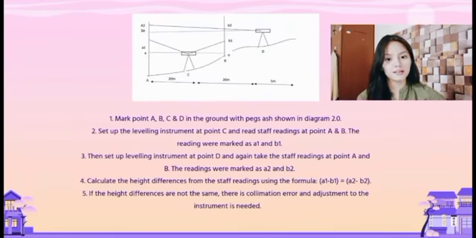The methods are: Number 1. Mark points A, B, C, and D on the ground with pegs as shown in diagram 2.0. Number 2. Set up the leveling instrument at point C and read staff readings at points A and B. The readings will be marked as A1 and B1. Number 3. Then set up the leveling instrument at point D and again take the staff readings at points A and B. The readings will be marked as A2 and B2.